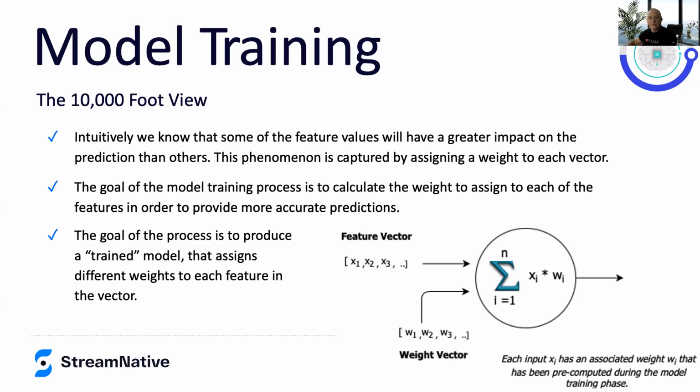At the end of this model training process, you produce a trained model, which assigns different weights to each feature in the vector, right? So the output is the model itself, the feature vector, and now these weight vectors that are mapped one-to-one with the features. So you know how much weight to assign to each relative feature itself.